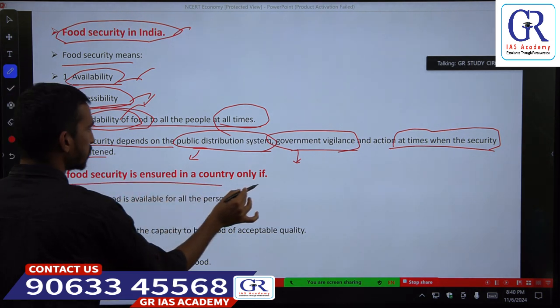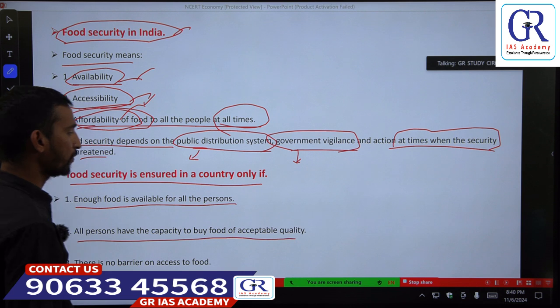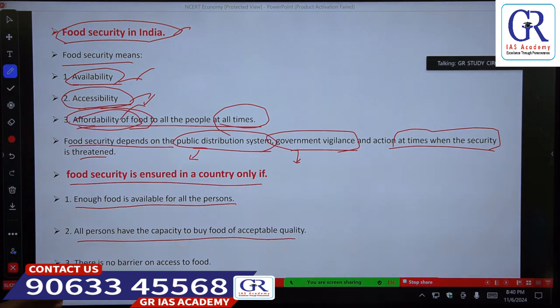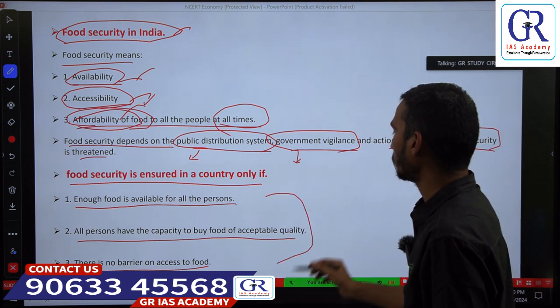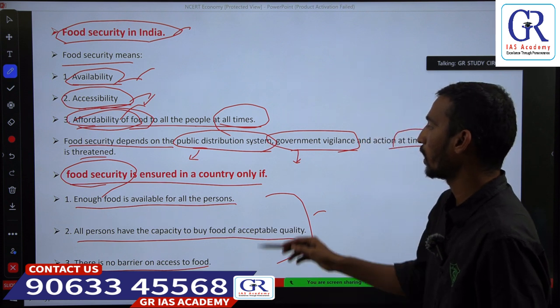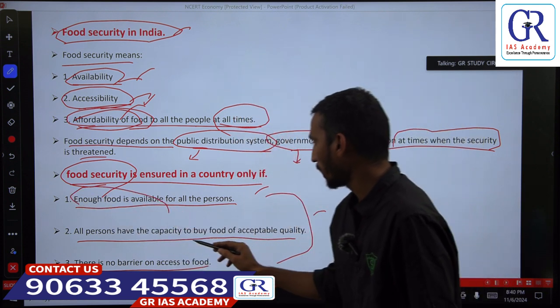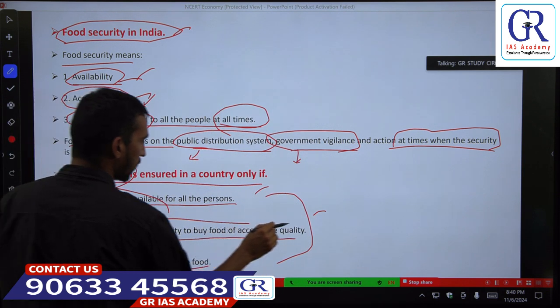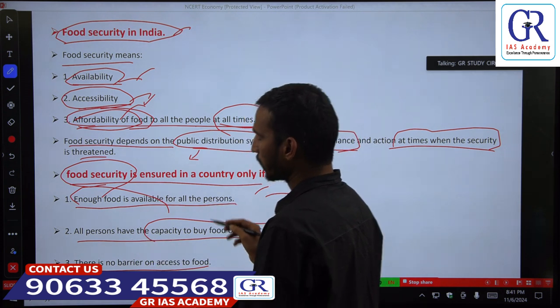Now, how can we say that a country is a food secured country? If enough food is available for all the persons, all the persons have the capacity to buy food of acceptable quality, and there is no barrier to access food, if we qualify all these points, we can say that the particular country is a food secured country. There should be no barriers for the people to purchase the food.